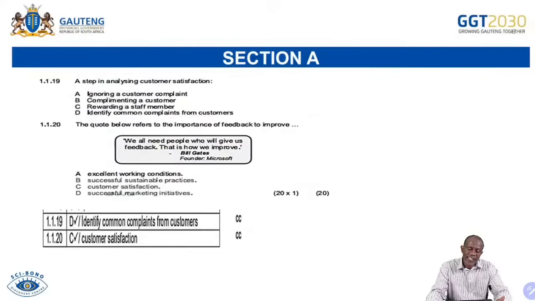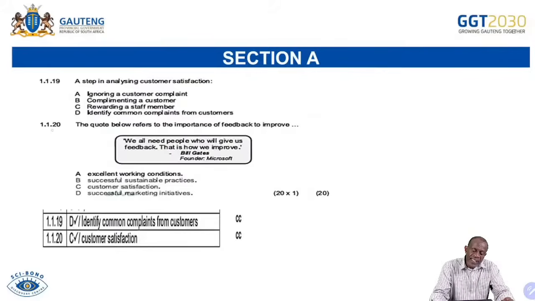Grade 12 learners, as we move on, here is another example. You have 1.1.19. The 1.1 point something indicates that we are on question 1.1, and it's all multiple choice, as you can see here. And as you can see here also, you have 1.1.20, and here is how you would answer this question.